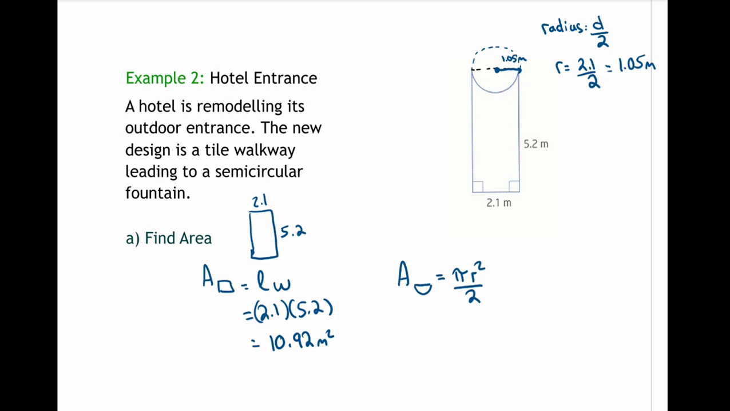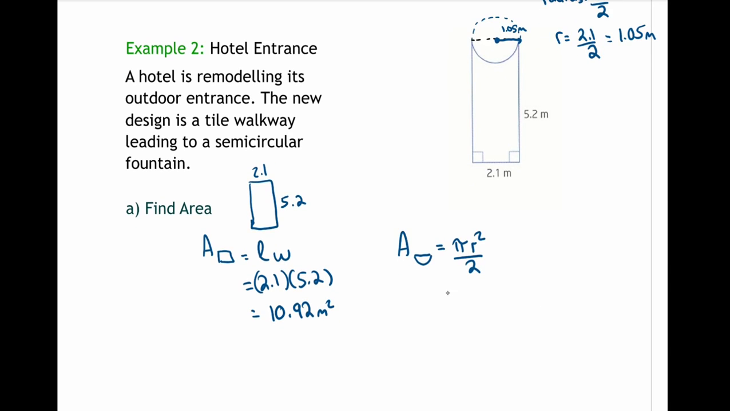So I know my radius now, so now I can figure out the area of this shape. So pi, or 3.14. It is a button on your calculator, but you can also use 3.14 if you prefer. The only difference is you may get a slightly different rounding at the end. So 3.14 times 1.05 squared, all divided by 2.